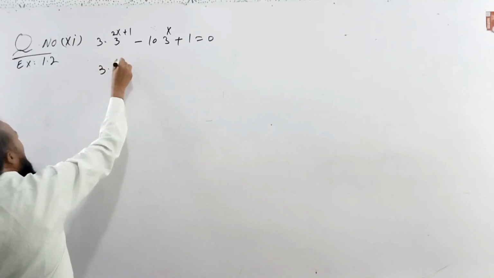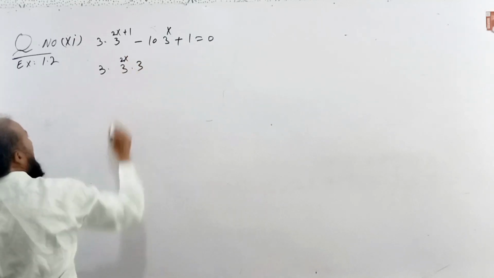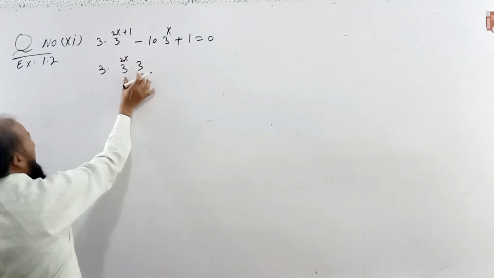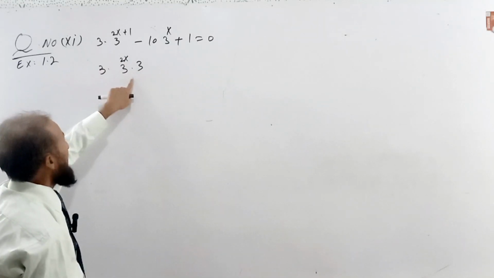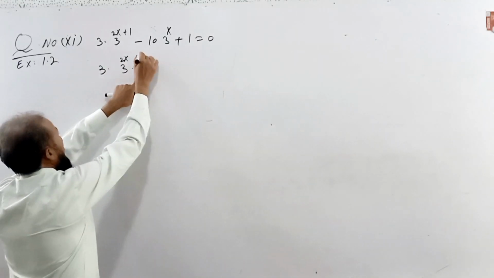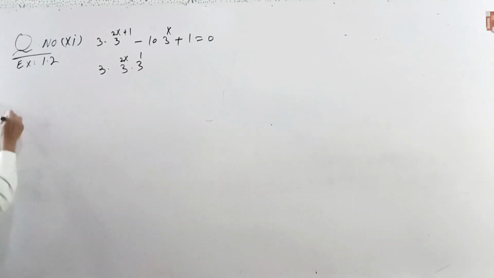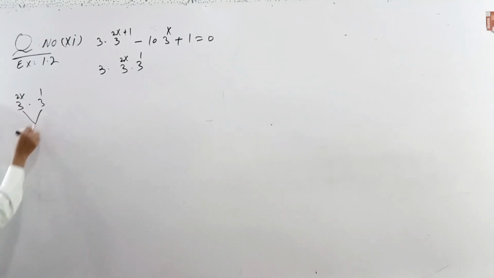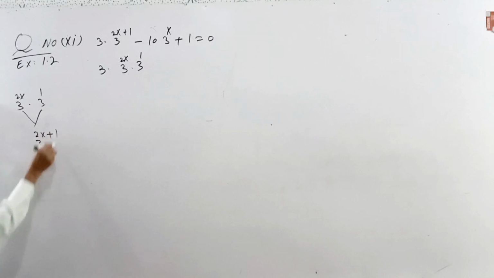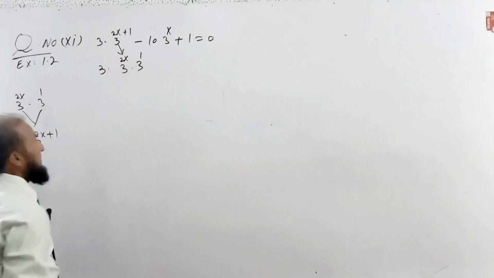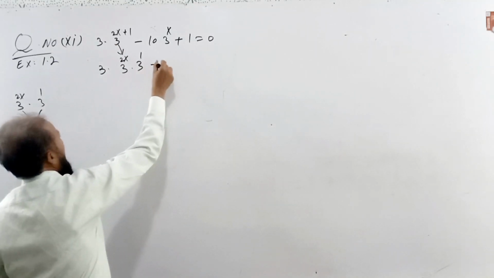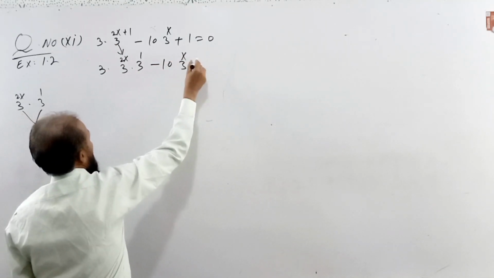We can write 3 power 2x and 3. The bases are the same, so we add the powers. So the above term we can simplify. If we take the base, it means 3 power 2x into 3 power 1. The bases are same, so we add the powers. Now this term is simplified, minus 10 into 3 power x plus 1.